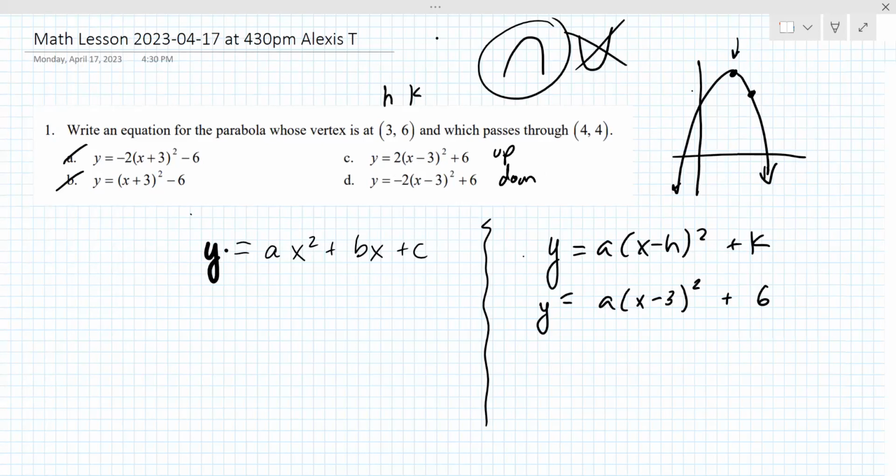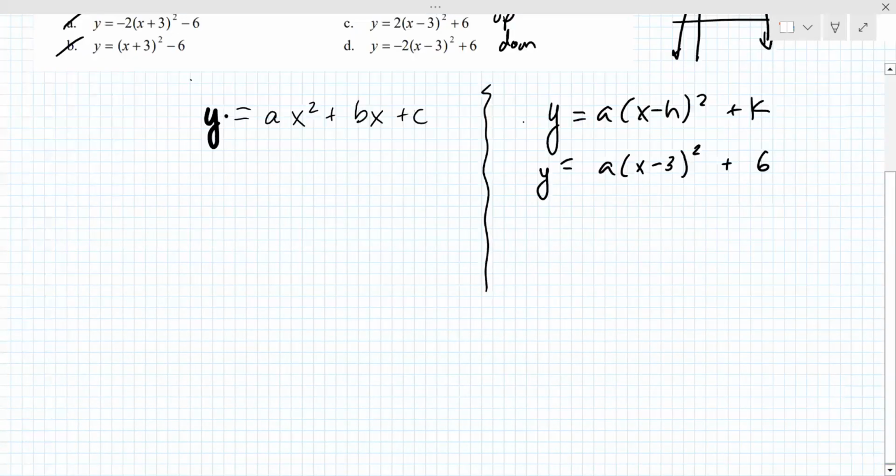Okay, now if you don't like that approach, like, hey, maybe I wouldn't remember that, the other option is to put 4 in for x and 4 in for y, and solve for a. So we're going to do that here.